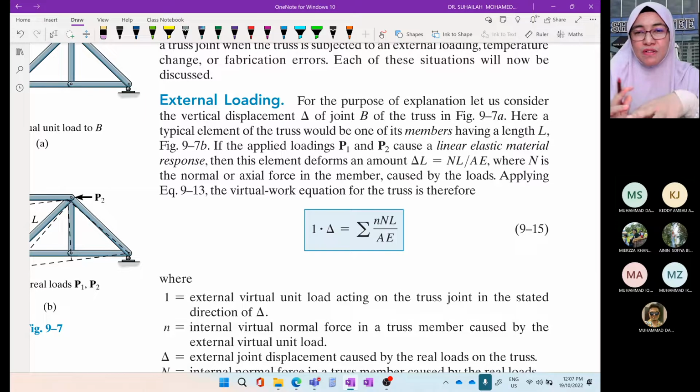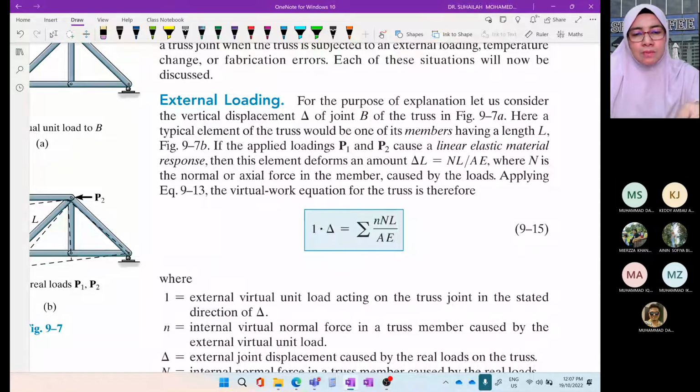Tapi dia ada some modification lah in terms of symbol. Kita tak pakai N, small n, capital N. Tapi kita akan pakai N, masih lagi N, tapi N tu dia akan jadi N1, N0, N1, N2. Sama juga for moment equation, simbol dia M. Kalau kat sini, moment equation M kecil, M besar kan? M virtual, M real. Tapi for flexibility method nanti kita akan pakai simbol M juga, tapi M, M0, M1, M2. So dia ada kat sini.